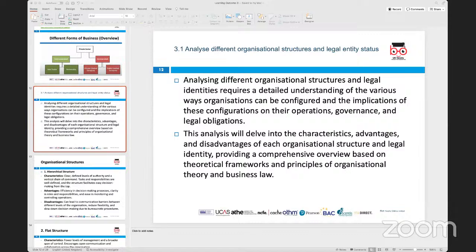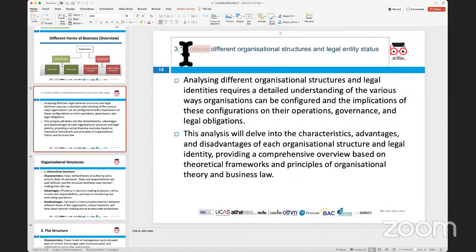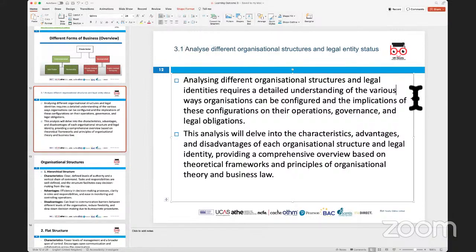So when I do talk about command verbs, assessment criteria 3.1 talks about analysis. And analysis is a higher order command verb wherein you have to not just explain, describe, or define in about 30 to 50 words. But here, analyze means you have to identify separate factors of why and how each different type of structure is useful and why it is implemented within an organization, and similarly for the legal status.